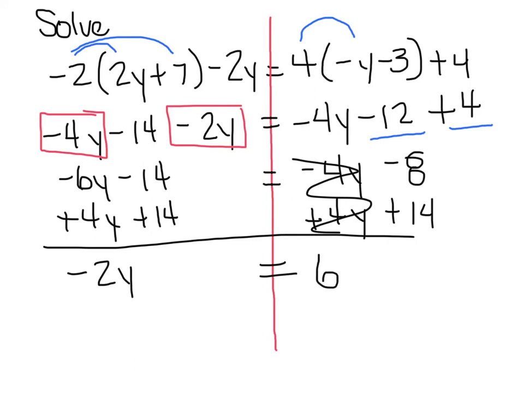The last thing that I'm going to do here is solve the equation, which we've now gotten down to a one step, by division. Negative 2y means negative 2 times y. I'm going to draw my fraction bar in here, divide by negative 2, and y equals negative 3.